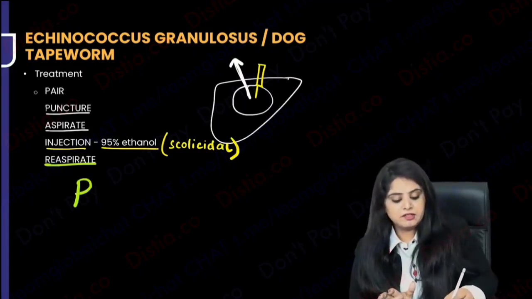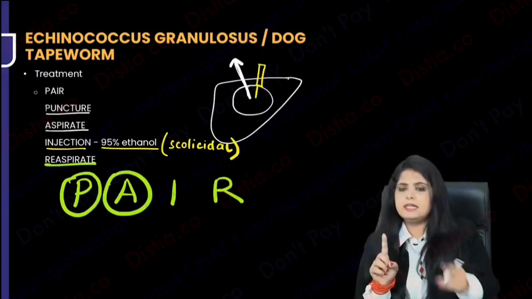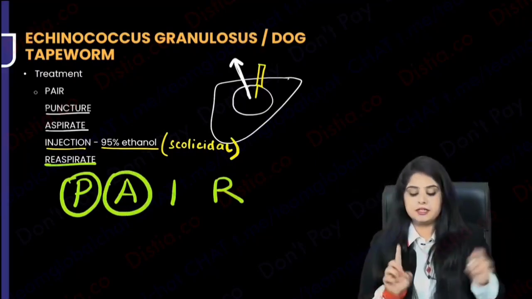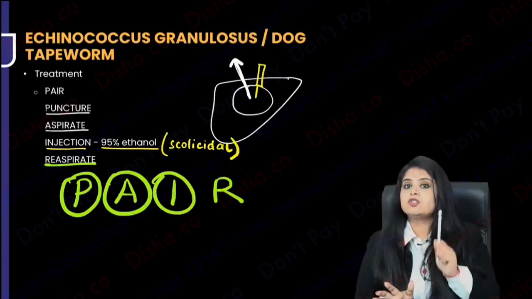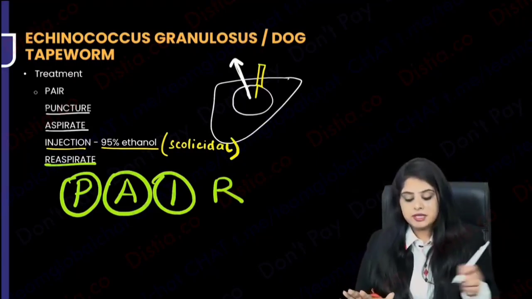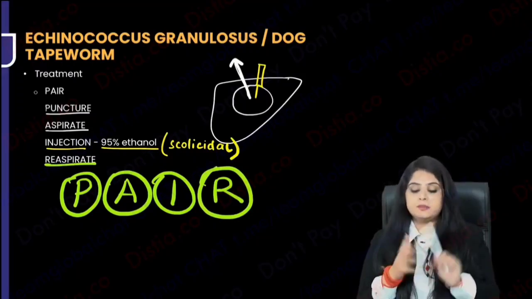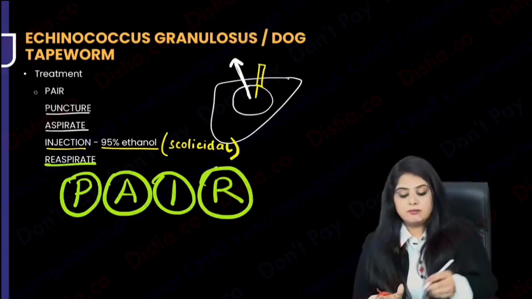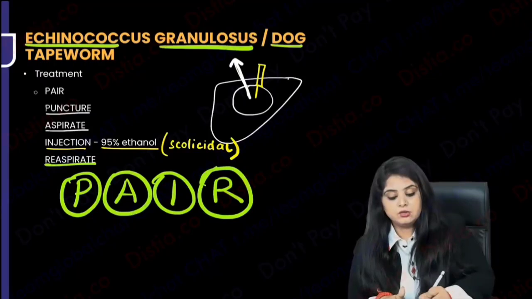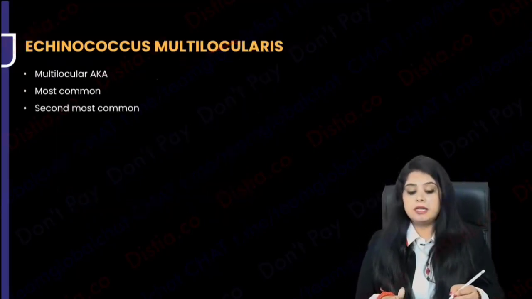So I hope everyone's understood what is the PAIR technique. First you puncture, but don't worry, immediately take out all that dangerous fluid, aspirate it. Then you inject, give an injection of 95% ethanol, which means all the scolices and organisms will be killed, and then you re-aspirate that fluid. Puncture, aspirate, injection, re-aspirate. That is what you do for dog tapeworm, Echinococcus granulosus. What am I going to do? Change one word over here, make it Echinococcus multilocularis.